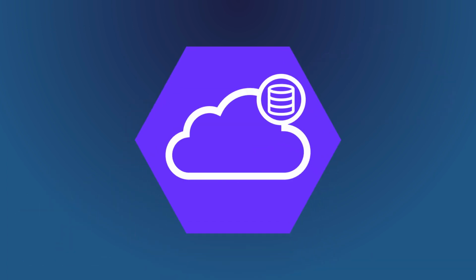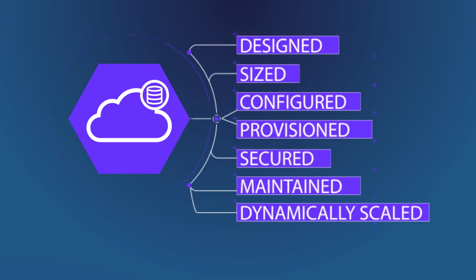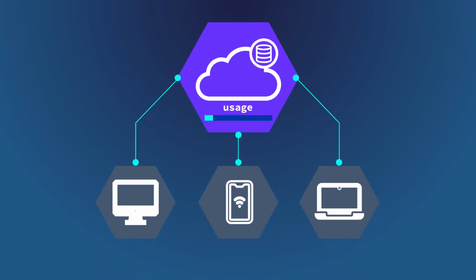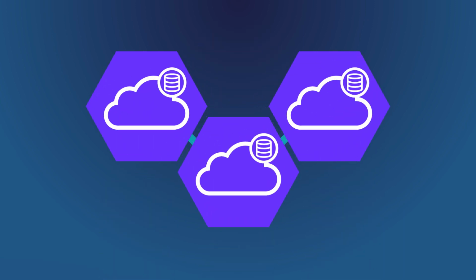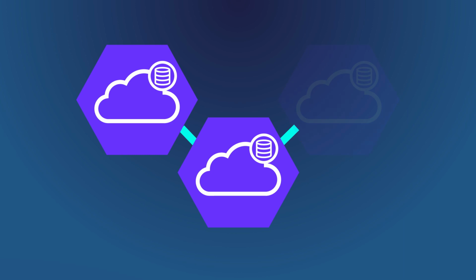So what does it mean for a database to encompass serverless characteristics? A serverless database is one whose infrastructure is designed, sized, configured, provisioned, secured, maintained, and dynamically scaled by the product company. As with other serverless products, it responds automatically to changing loads, giving you more resources when you need them and tapering off when you don't. This means you can simply pay for what you use. A serverless database is always on, meaning it's resilient and fault tolerant.